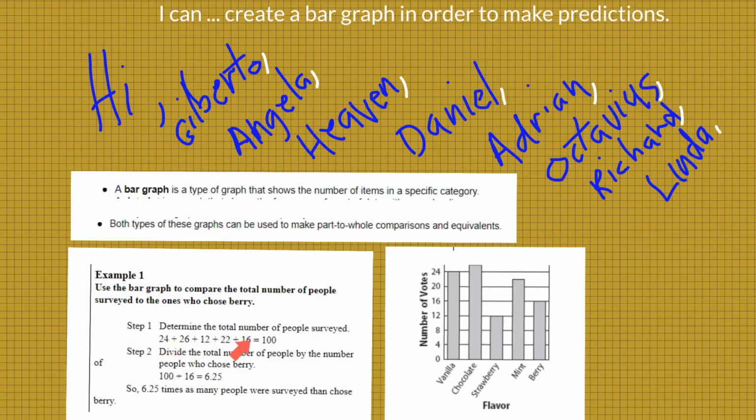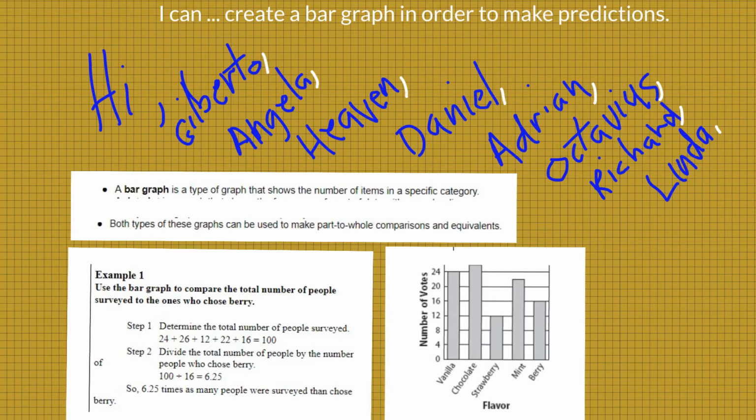Well, first thing they did was add them all up, and you can see that all of these totaled 100. Then the next step they did, and this is very important, they took the number of berry lovers, 16, and they took the 100 and divided it by the 16, and they got 6.25. So that's the ratio of total votes to berry lovers, or people that like berries. All right, so that's it. Just a little notes piece, and now let's try one ourselves.